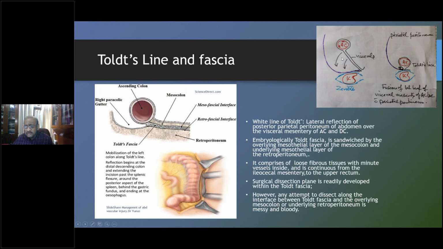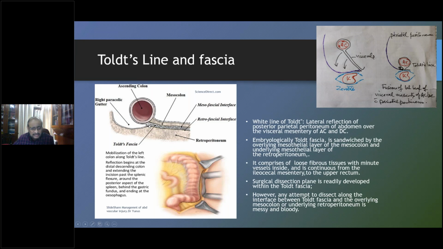So, when this is going to come here, the visceral peritoneum attaches to this parietal peritoneum, and it gives rise to this figure. And here you have the Toldt's line. So, it is basically a fusion of the lateral leaf with the mesothelial layer of the parietal peritoneum. And if you're going to go into this layer, very well seen out here. See, this is the right paracolic gutter, and this here is the white line.